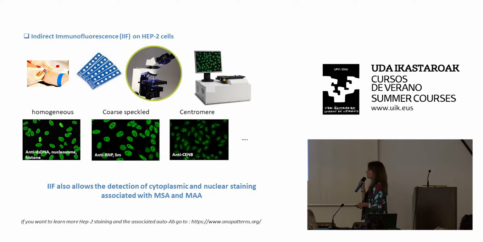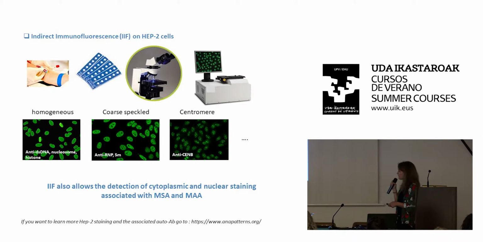So the question was, okay, if this kind of technique could be used for the detection of cytoplasmic antibodies, of MSA or MAA in general. And when you request an ANA detection on HEp-2 cells, you can see nuclear staining, but you can also detect a lot of other kinds of patterns, and one of those patterns can be cytoplasmic patterns.